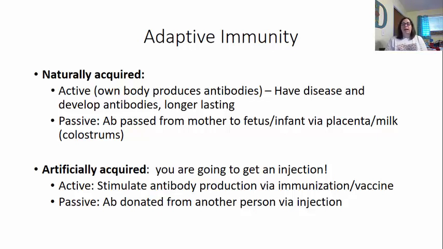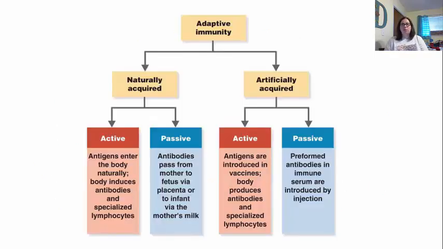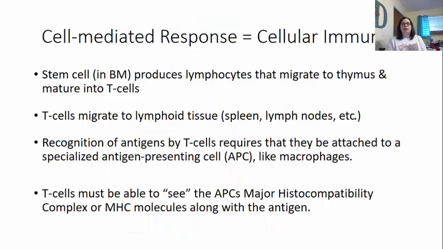All right, and so this is when antibodies are donated, and this is going to be only a temporary type of immunity. So if we look here, this is just showing you a flow chart where you have your adaptive immunity could be either naturally acquired or artificially acquired, and it gives you the natural active, natural passive, artificial active, as well as artificial passive. So take a look at this and make sure that you can distinguish the difference between these four groups of adaptive immunity.